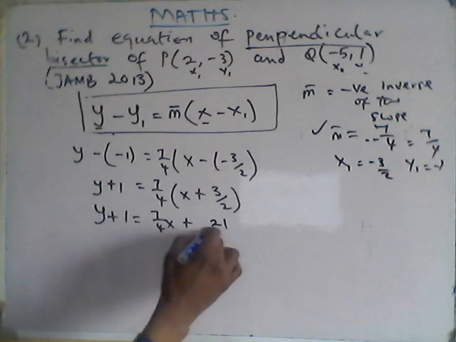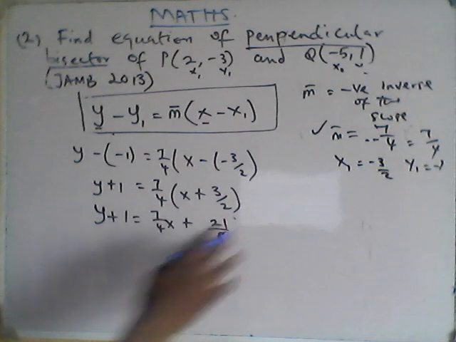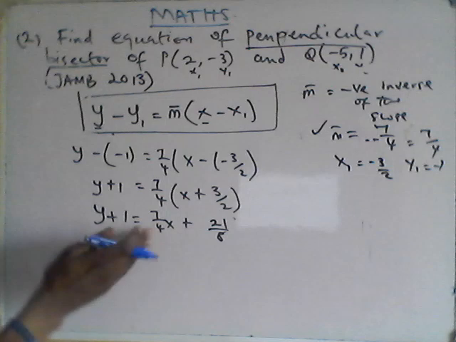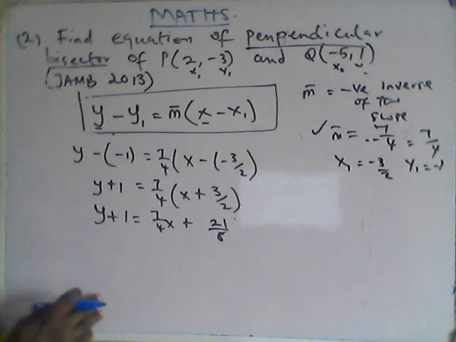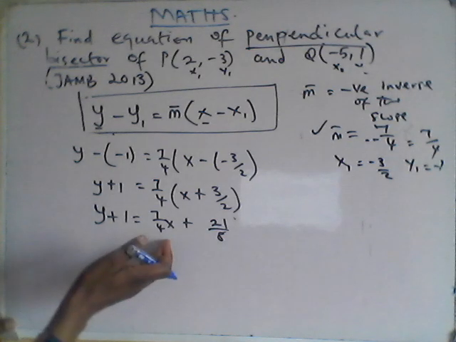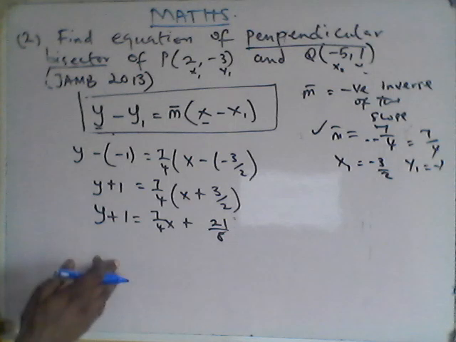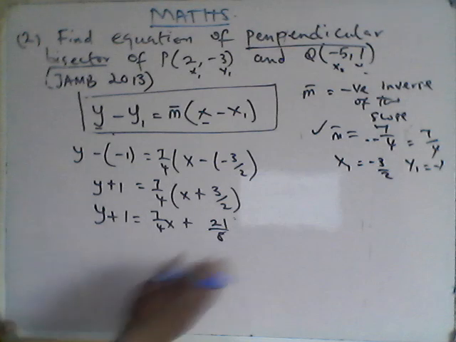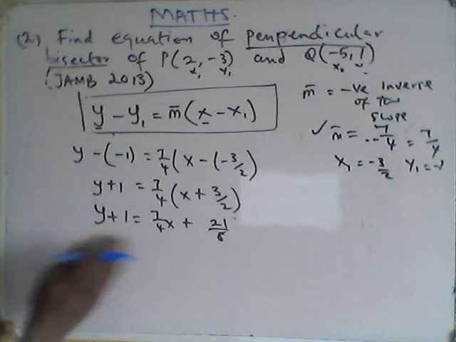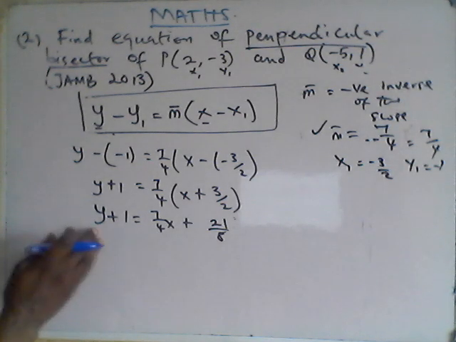4 times 2 will be 8. Okay, so I have x and I have y. I have a constant term. What I will do now is collect like terms. That is, I will let all the variables be on one side and let the constant term come here. So variable x and variable y will be on one side.